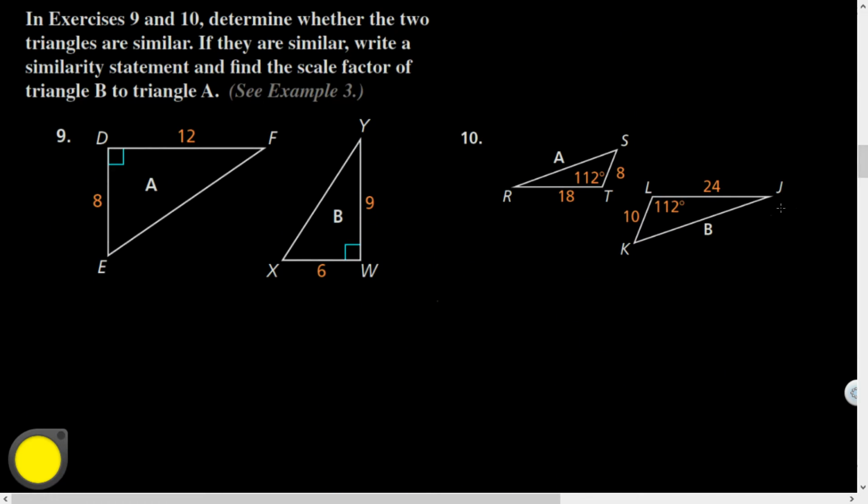I picked both 9 and 10. It says determine whether the two triangles are similar. If they are, write a similarity statement and find the scale factor. Okay.